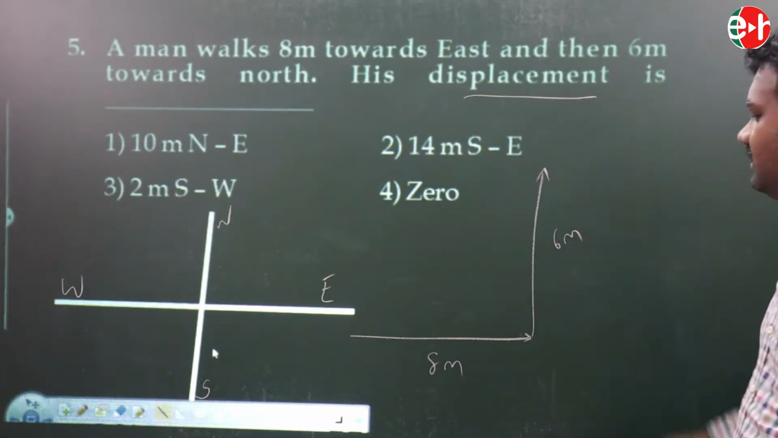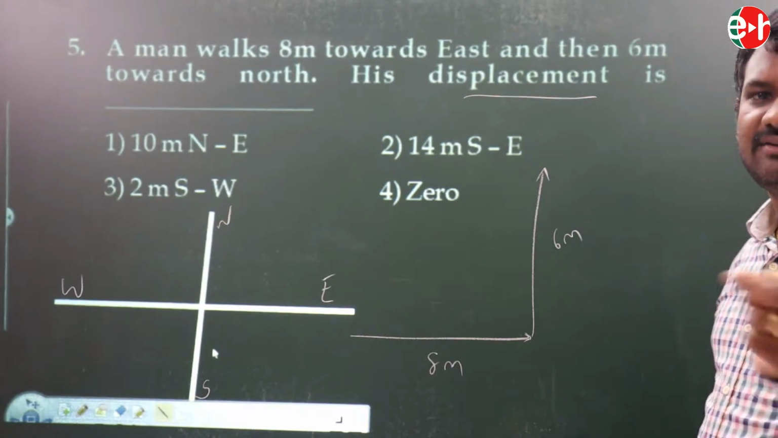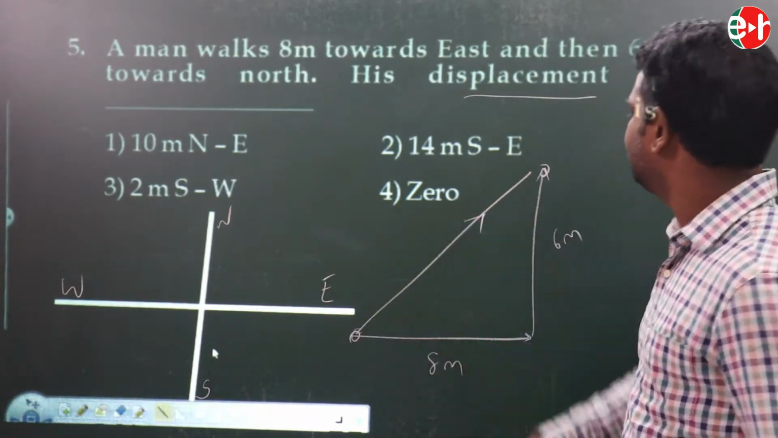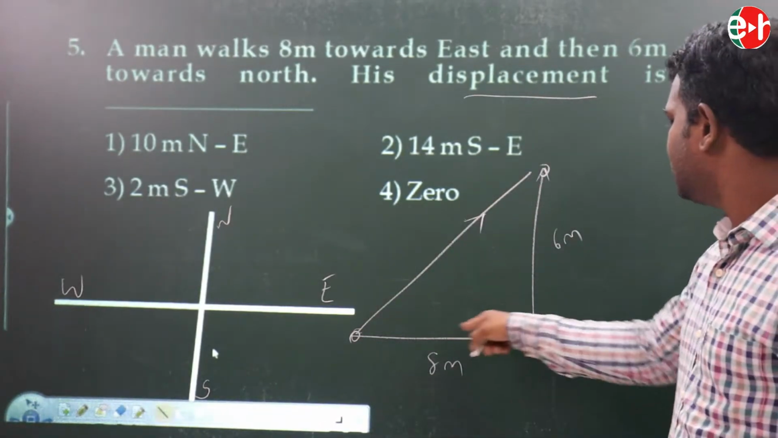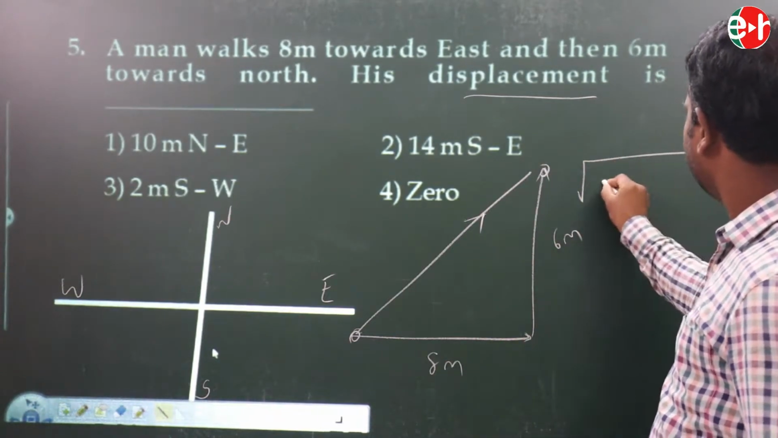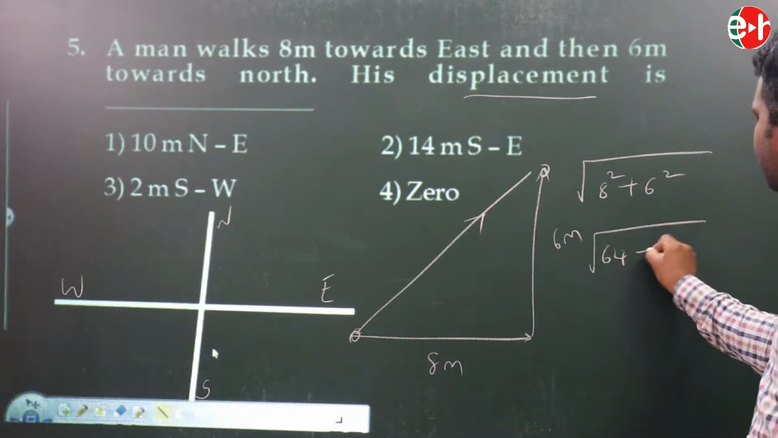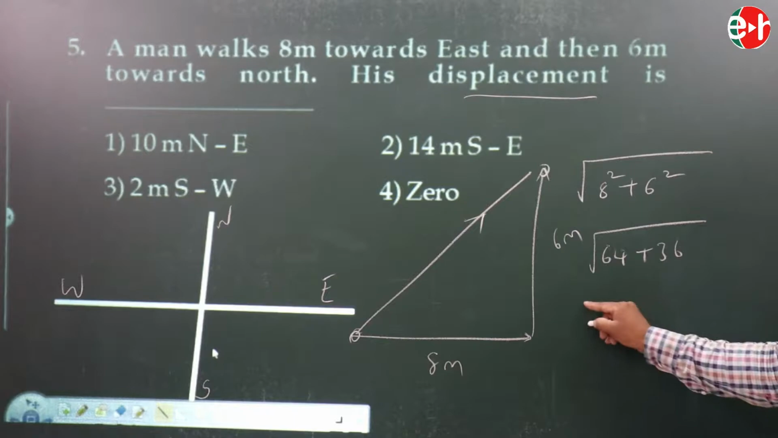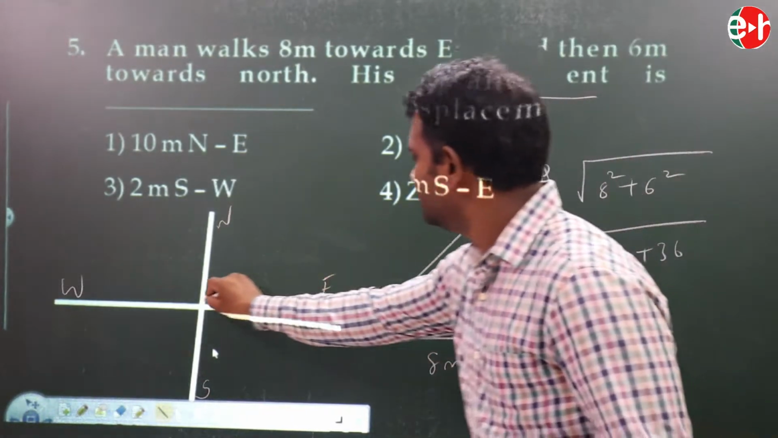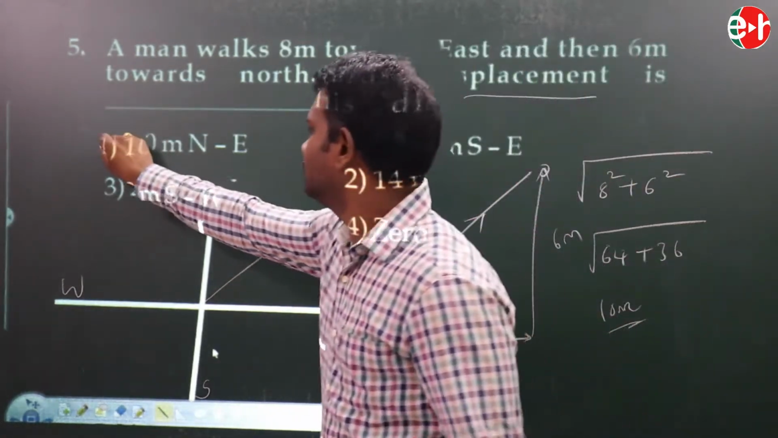Then displacement. Displacement means the shortest path between initial and final point. So these are the initial point and the final point, like this. So it is like a right angle triangle. Side 1 square plus side 2 square, means root over 8 square plus 6 square, root over 64 plus 36, which is equal to 100. So root 100 means 10 meters. So in this direction, what is this? Northeast, 10 meters northeast. So this is the right answer.